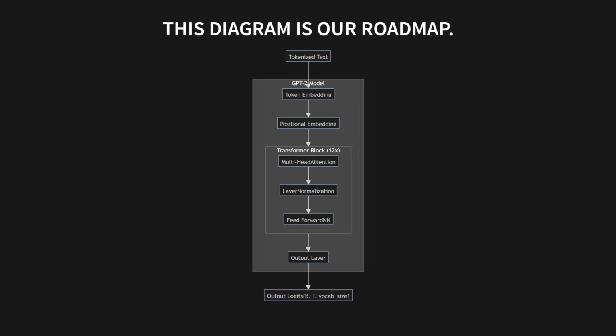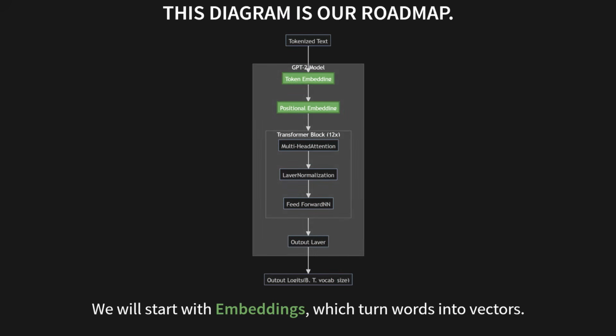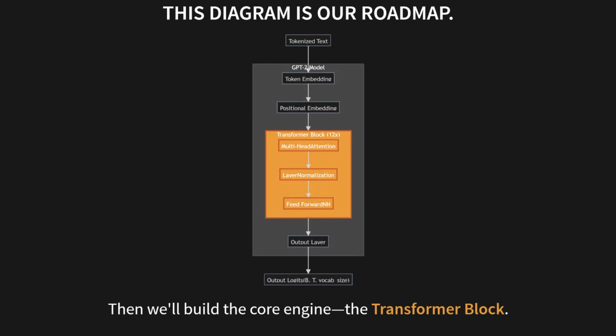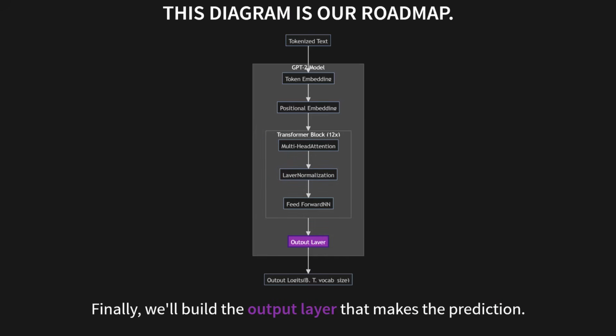This diagram is our roadmap. Look at it here. We're going to see this a few times. We will start at the very beginning with embeddings, which turn words into vectors. You can see them highlighted in green at the bottom. Then we'll build the core engine, the transformer block. You see it here in orange. This is where the real work happens. Finally, we'll build the output layer that makes the prediction. That's the purple block right at the top.